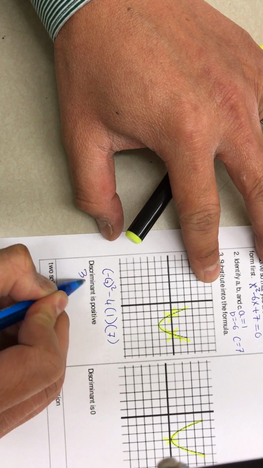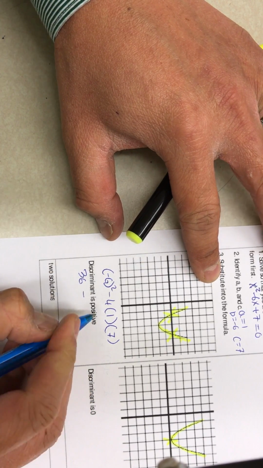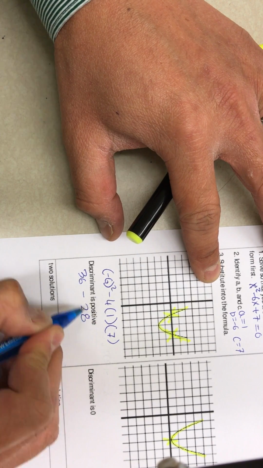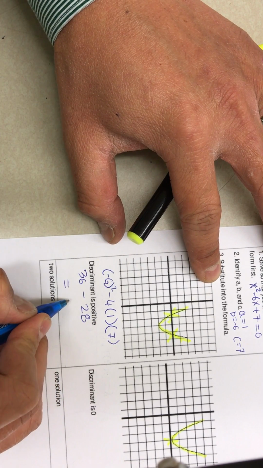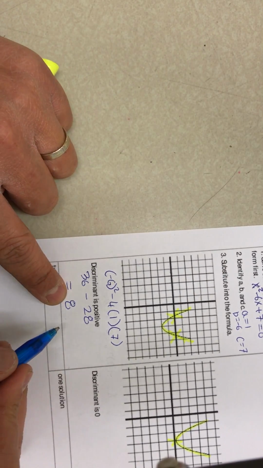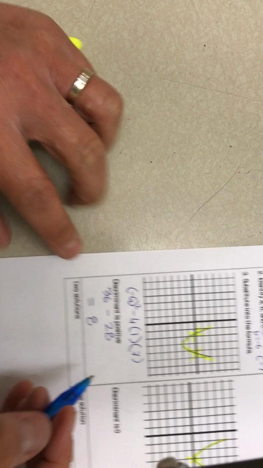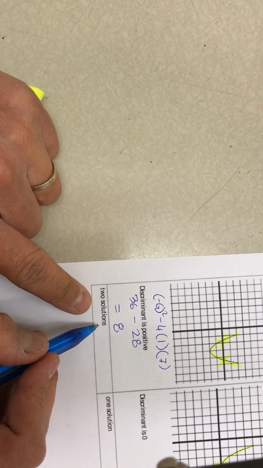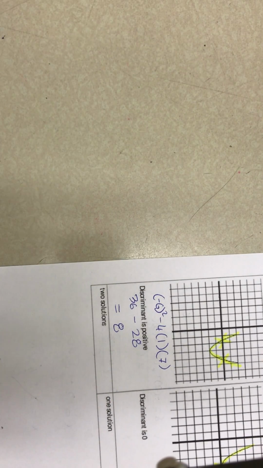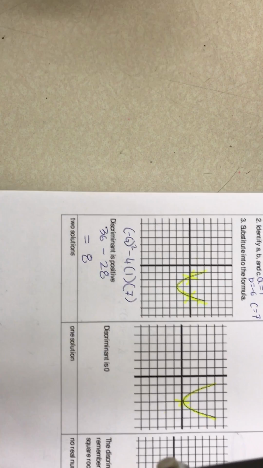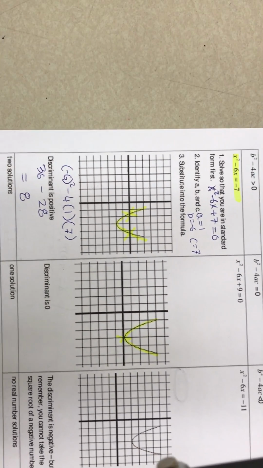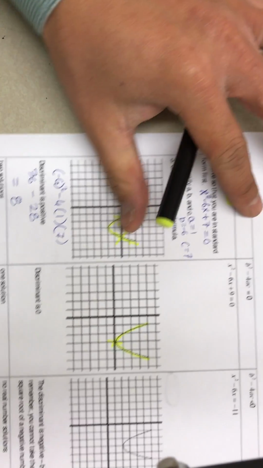So you have 36 minus 28. 36 minus 28 is a positive number. So this is 8, and 8 is a positive number. If your discriminant is a positive number, then you say 2 solutions. And that's the best you can do. You don't know what they are. You just know whether or not there's one solution, 2 solutions, or no solutions.